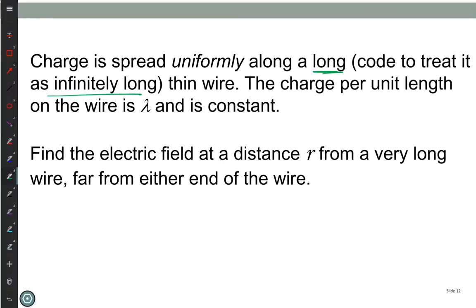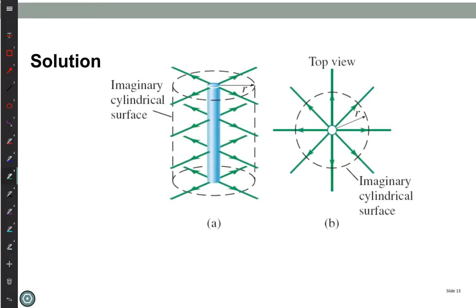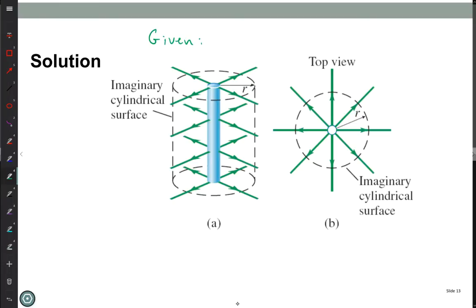I said very long wire. We want a distance r away, and we're far away from either end. So here's a picture showing the electric fields. Based on symmetry, you know the electric fields have to be going out if it's positive charge, coming in if it's negative. And the problem gave that the charge was distributed with a constant charge density, lambda. So we're given constant lambda.